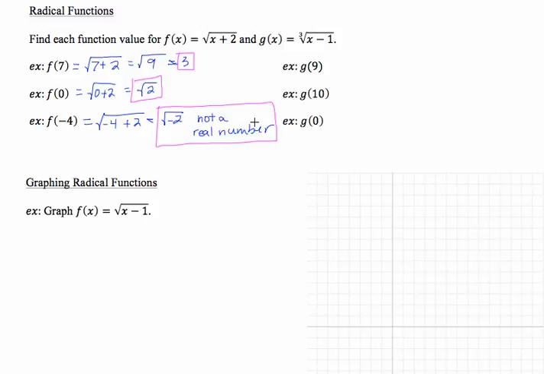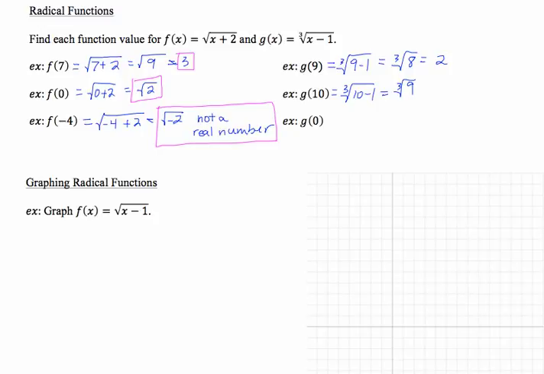G of 9 would be the cubed root of 9 minus 1. That's the cubed root of 8, which you know to be 2. G of 10, that would be the cubed root of 10 minus 1, or the cubed root of 9. Now the square root of 9 is 3. 9 is a perfect square, but 9 is not a perfect cube. No number cubed equals 9 exactly, so this actually cannot be simplified. That is what it is.